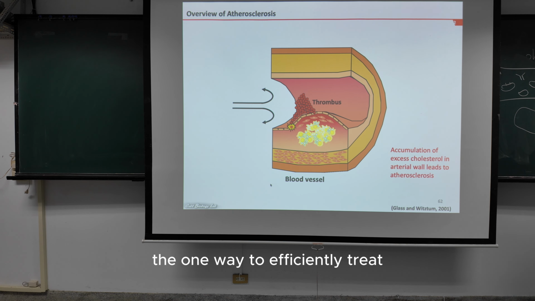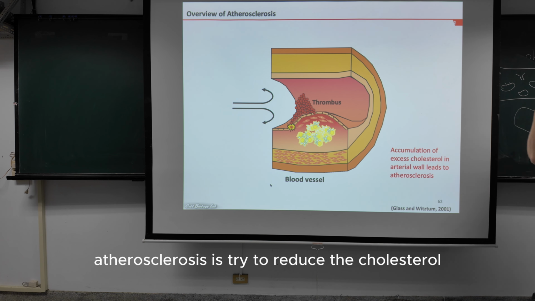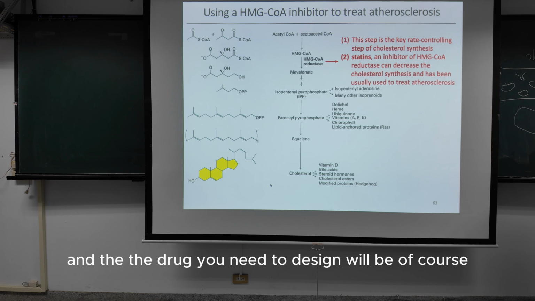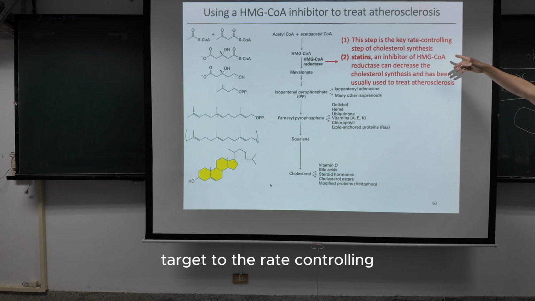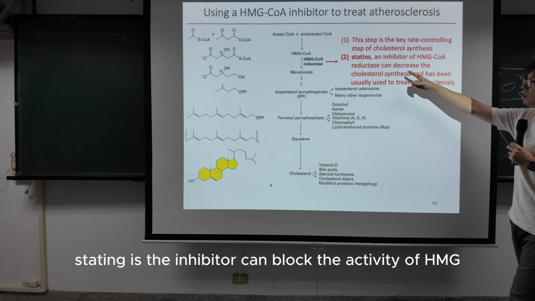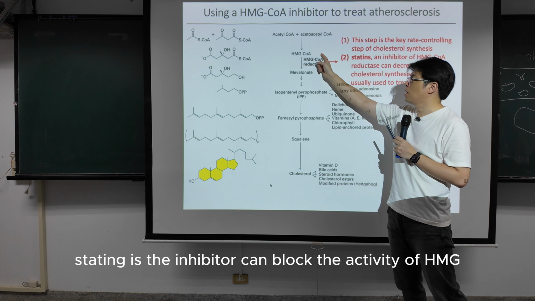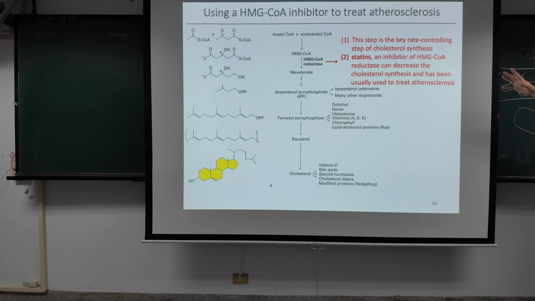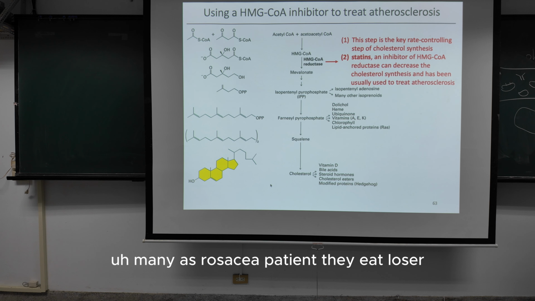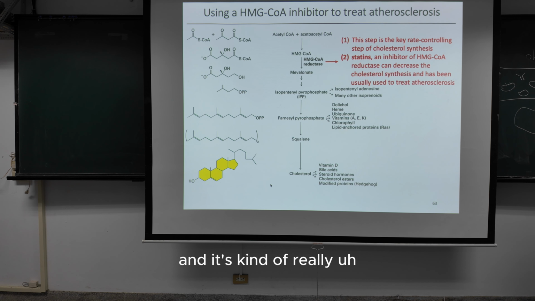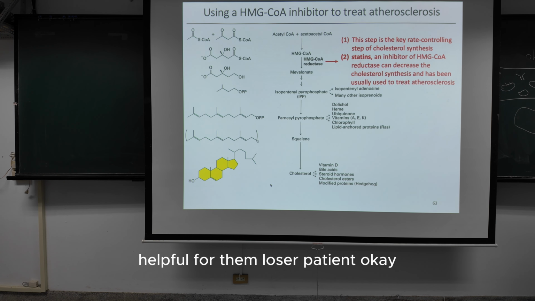So one way to efficiently treat atherosclerosis is to try to reduce the cholesterol. And the drug you need to design will, of course, target the key rate controlling step or the key enzyme. So people found statin is an inhibitor that can block the activity of HMG-CoA reductase. So that is why clinically many atherosclerosis patients have been treated with a statin, and it's really helpful for those patients, okay?